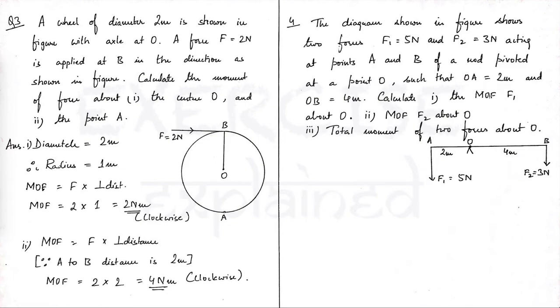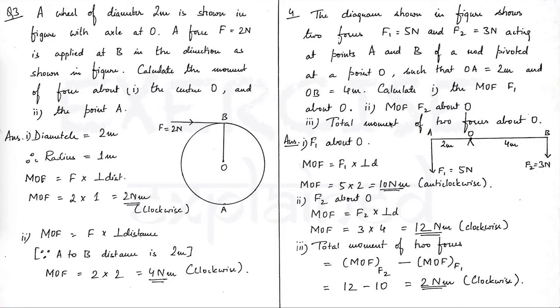Calculate the moment of force F1. So we need to find the moment of force by this force F1 about the point O. Then F2 about O, that means this one about O, and then the total moment of two forces.